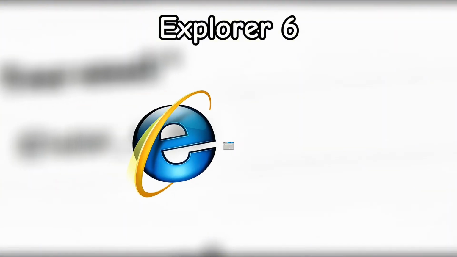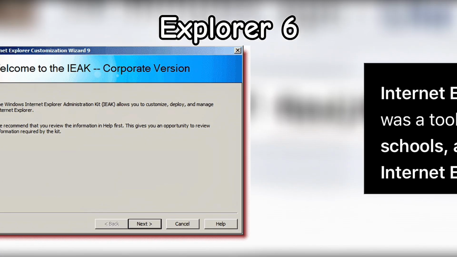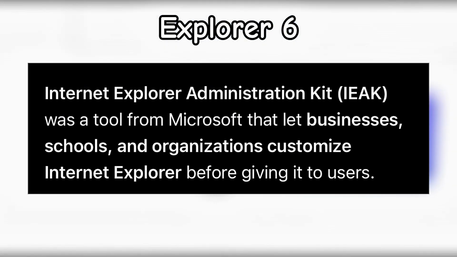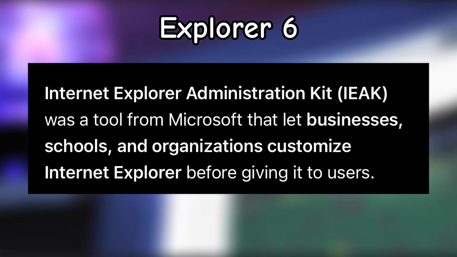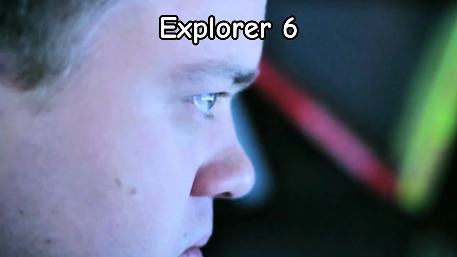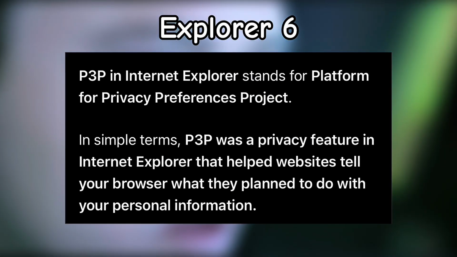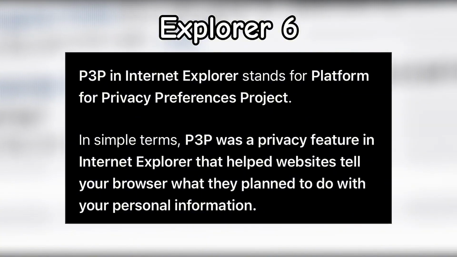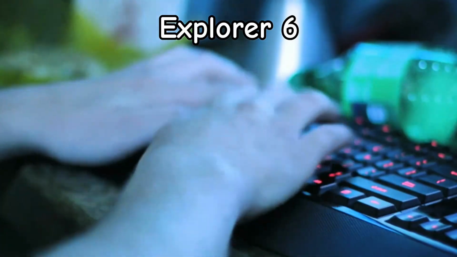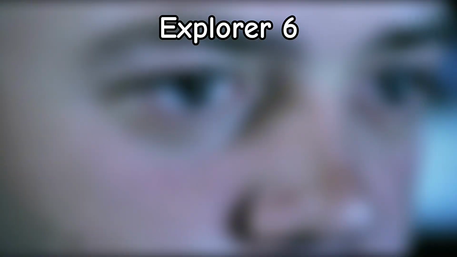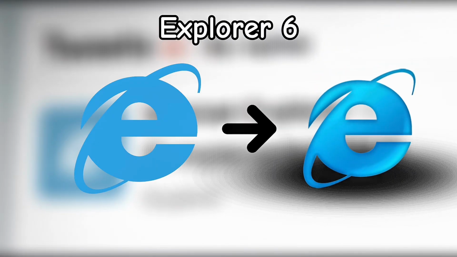Other new features were the Internet Explorer Administration Kit, which is a tool from Microsoft that lets businesses, schools, and organizations customize Internet Explorer before giving it to users. Media bar, messenger integration, fault collection, automatic image resizing, P3P, which is a privacy feature in Internet Explorer that helps websites tell your browser what they plan to do with personal information, and a new look and feel to match the Windows XP style called Luna. And also in version 6, the logo got a lighter blue and more of a 3D look.